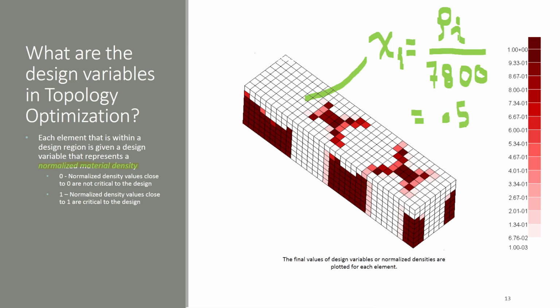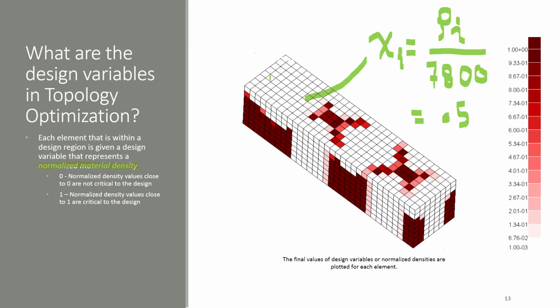That means this density would be half of 7,800. So that would be about... I'm having a hard time doing the math right now. Here, just to save myself the trouble of this simple exercise, take half of 7,800, put it here, and then this would give you the value of 0.5.